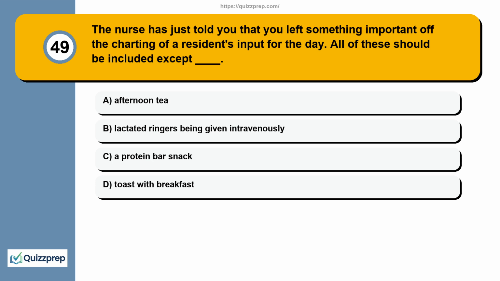Question 49. The nurse has just told you that you left something important off the charting of a resident's input for the day. All of these should be included except ______. Afternoon tea. Lactated Ringer's being given intravenously. A protein bar snack. Toast with breakfast.